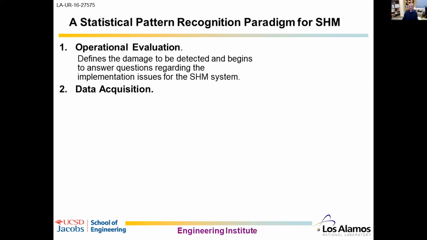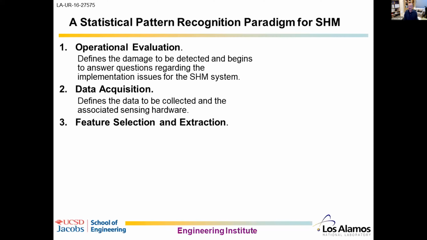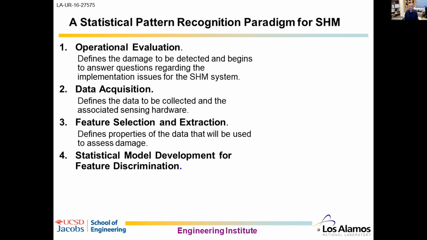You're going to have to do some data acquisition. You're going to have to put sensors out there. And then you're going to have to translate that raw data into information about the damaged condition of the system. And we usually do that by extracting some features from the data that are correlated with damage and usually of a lot lower dimension than the raw data that we've acquired. And then subsequently, we're going to do some kind of statistical decision making to classify those features as damaged or undamaged.